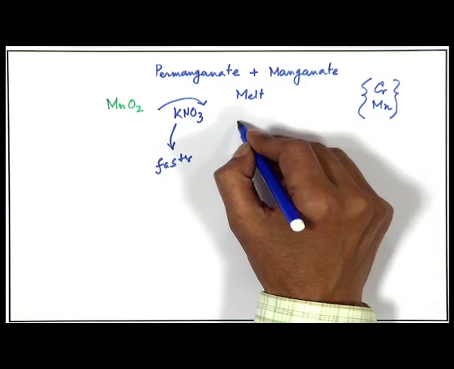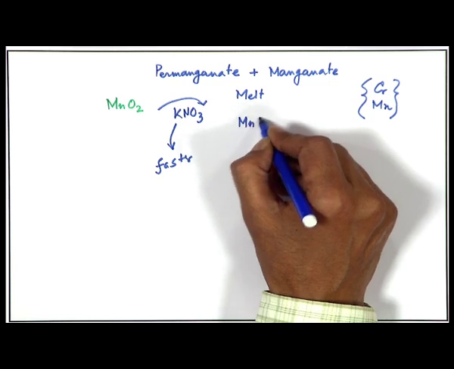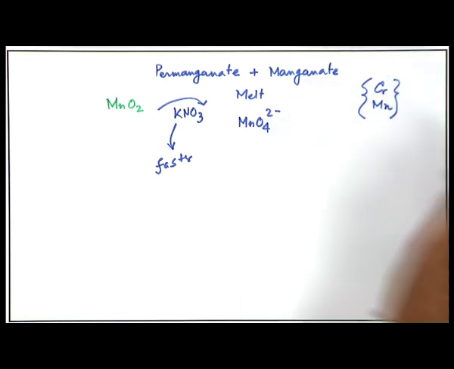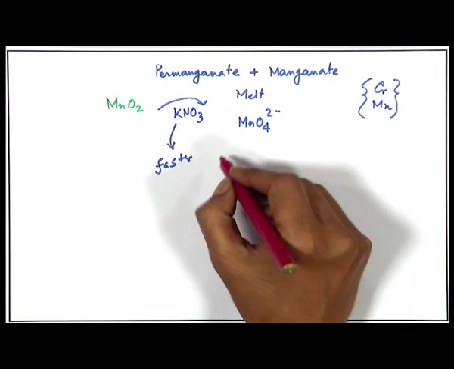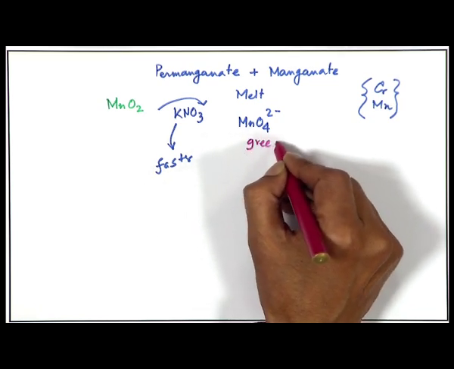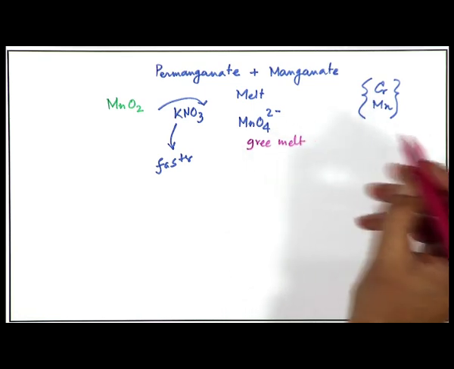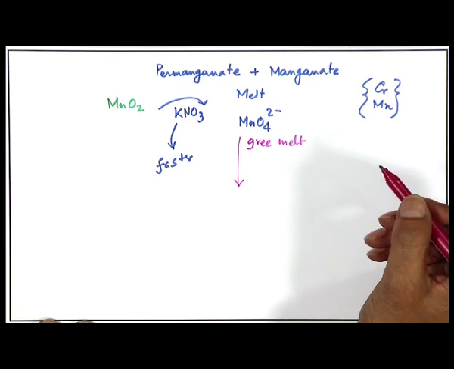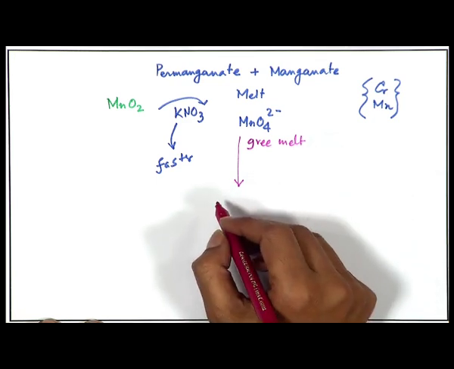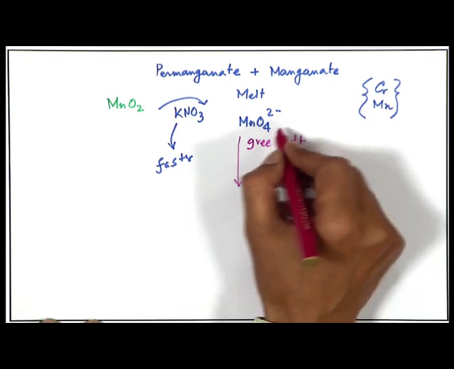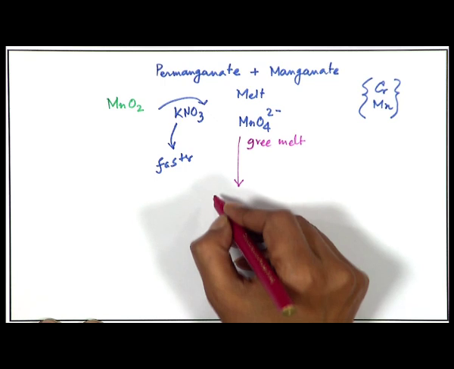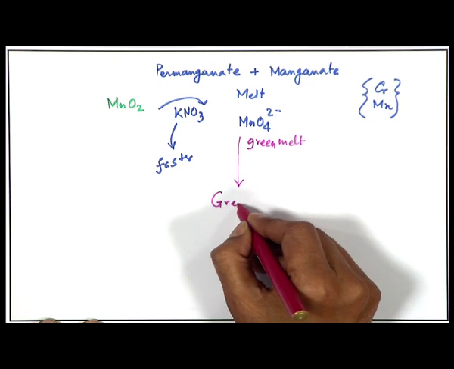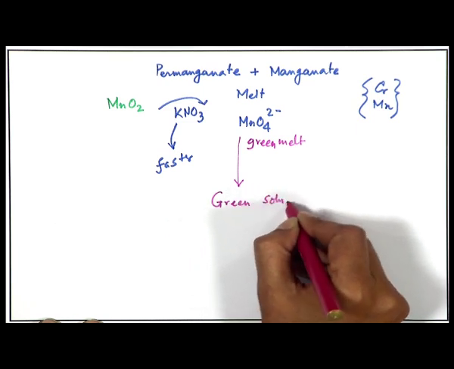So, the melt is forming there like that of our chromate, which is giving rise here to the manganate, which is the green melt. So, we get the green melt. We add cold water and a little alkali, because this particular species is stable in alkaline medium. So, we get a green solution.